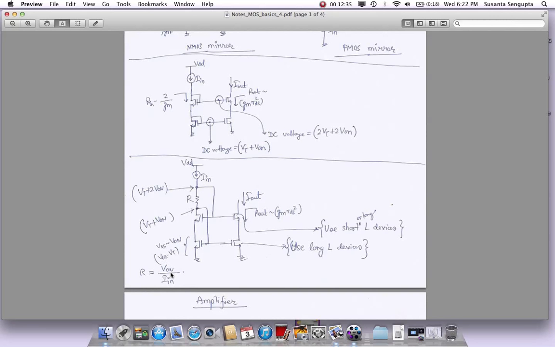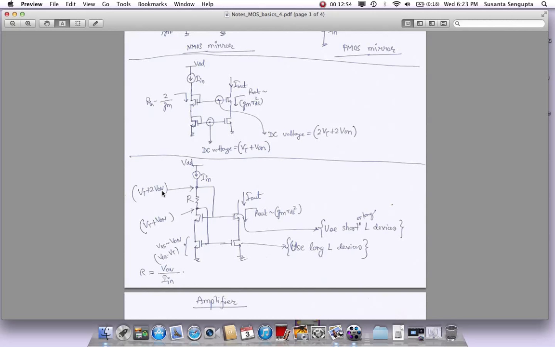V on, let's say, is 200 millivolts. 200 millivolts divided by whatever your bias current is will give you the value of the resistor. If you did that, then the voltage drop across this is V on. At this point you are anyway sitting at Vt plus V on. So what will be the voltage here? It will be Vt plus 2 V on.